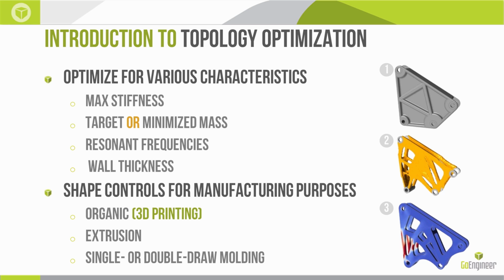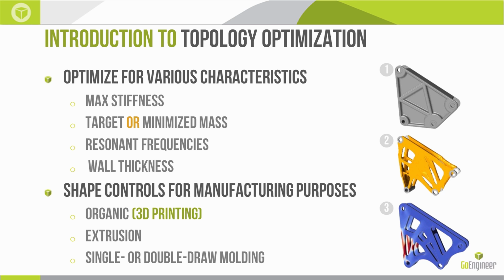Now, this is what I was mentioning before. We have the concept of shape controls. We can go without any shape controls, and that's going to give us a very organic result that might only be manufacturable through additive means. Or we can apply some rules, and we can do an extrusion-based shape control or a single or double draw molding shape control.